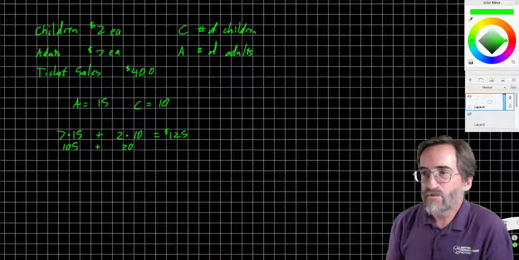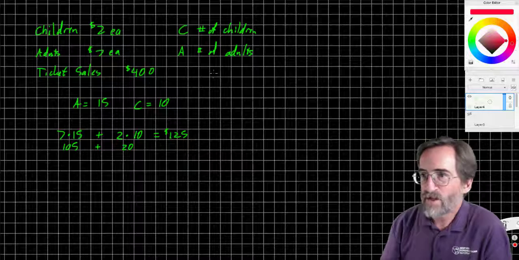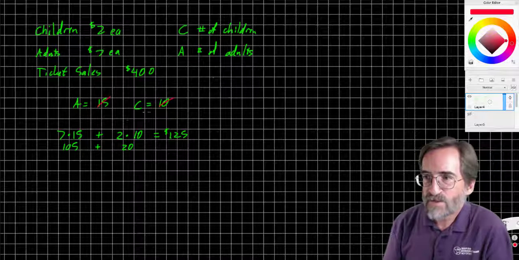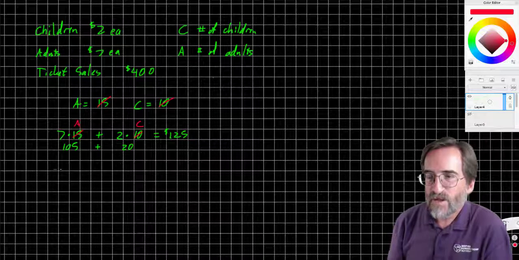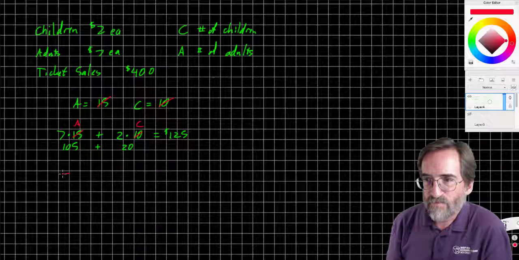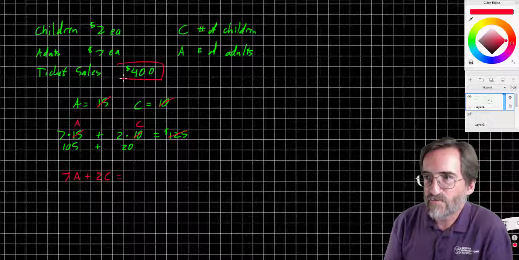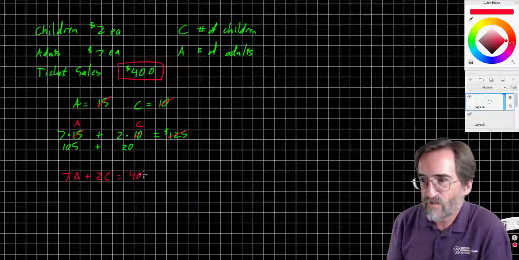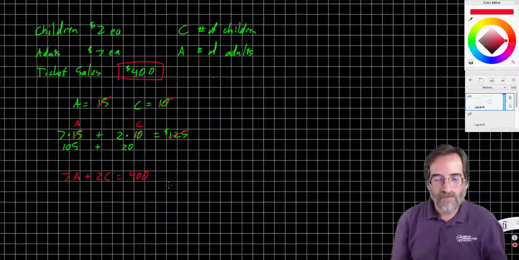So what we're going to do now is, we don't know what A is, and we don't know what C is. So let's replace that with A and C. Okay? So our formula becomes 7A plus 2C equals, now in this case, we're not making $125, we're making $400. Okay? And that brings up a graph, right?